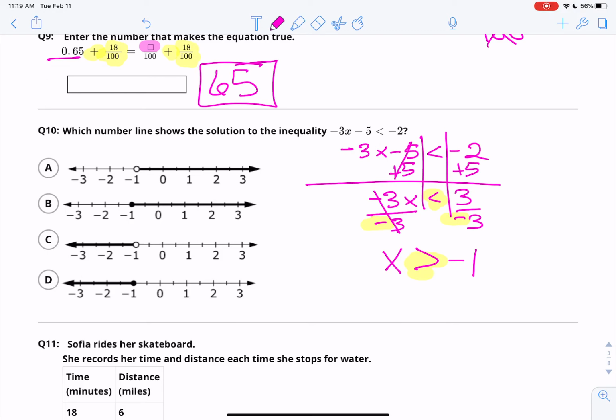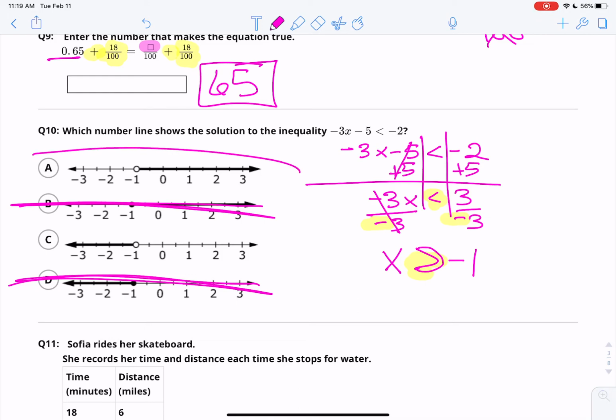So I know my bubble's going to be open because there's no or equal sign attached to that symbol. So it's going to be an open bubble. So that means B and D wouldn't work. And the Pac-Man is eating X, which means X is bigger than -1. So the arrow is going to point towards all the numbers bigger than -1. So my answer has to be A.